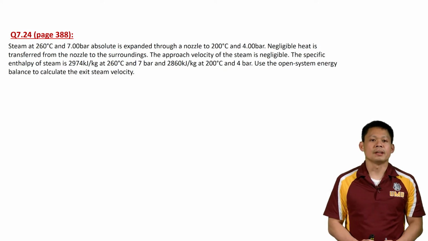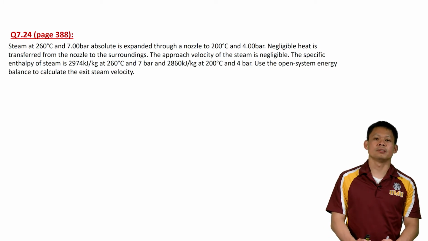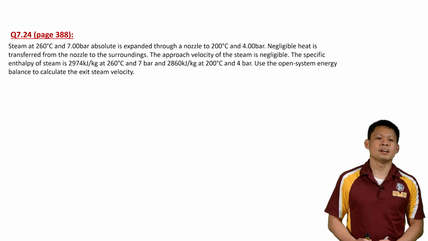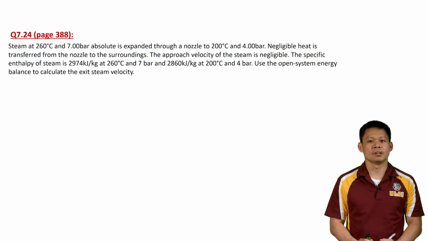We are told the specific enthalpy of the steam at the inlet and the outlet. One is 2974 kilojoules per kilogram, the other is 2860 kilojoules per kilogram, and we want to use the open system energy balance to calculate the exit steam velocity.